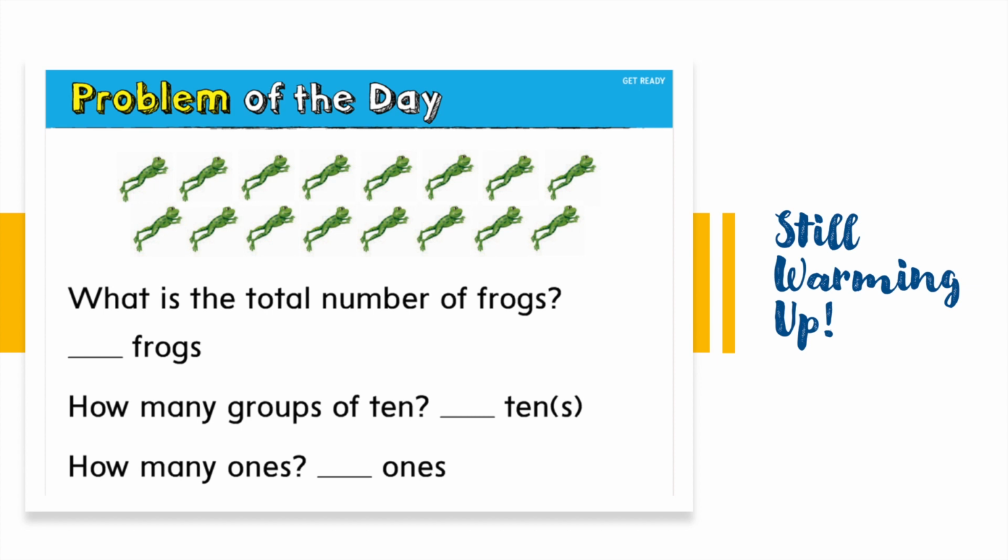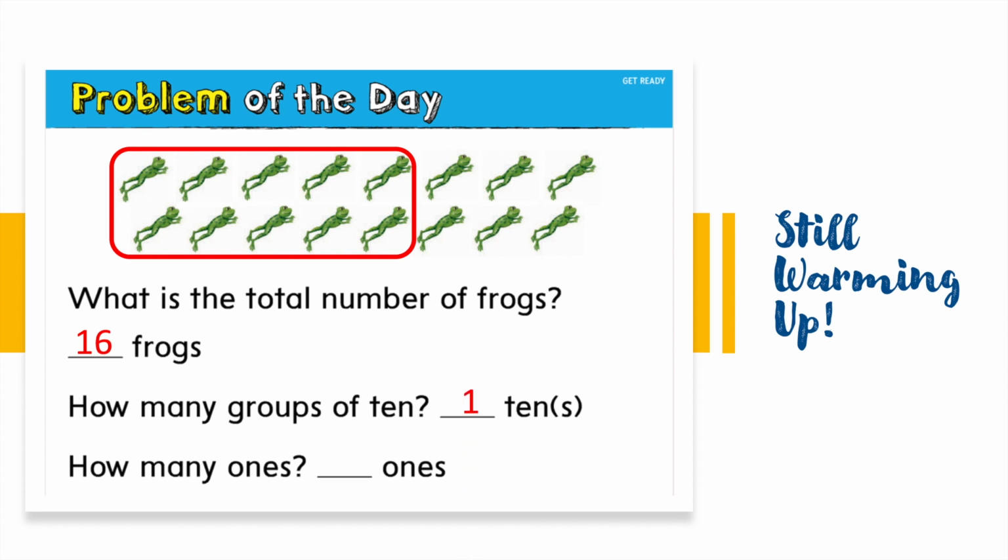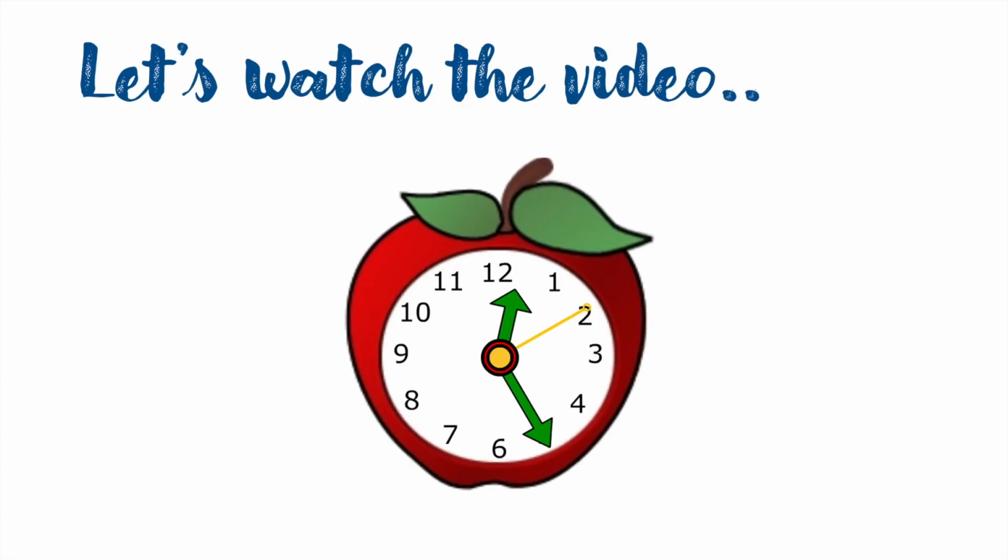Three, two, one. Okay, so what is the total number of frogs? 16. How many groups of 10 are there? So I grouped them by tens. That is only one group of 10 and 6 ones. Right, we're going to watch this video in order to get started with our lesson.